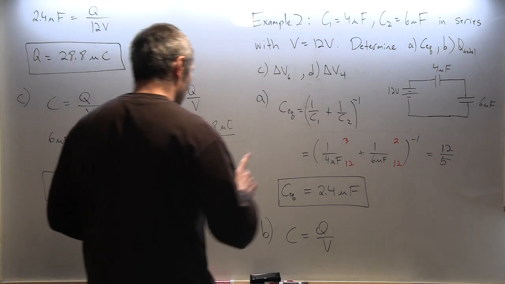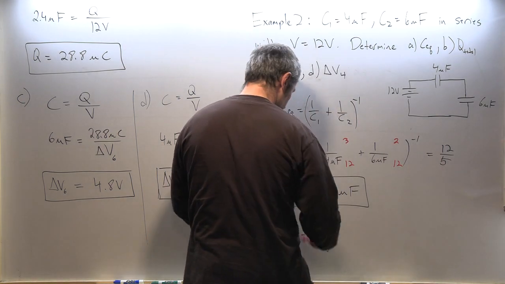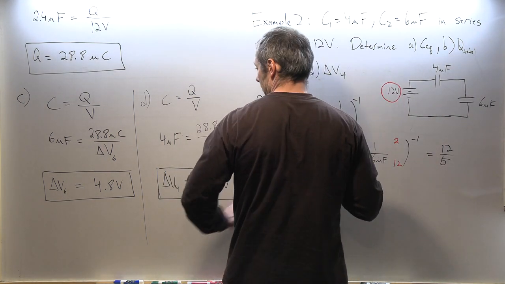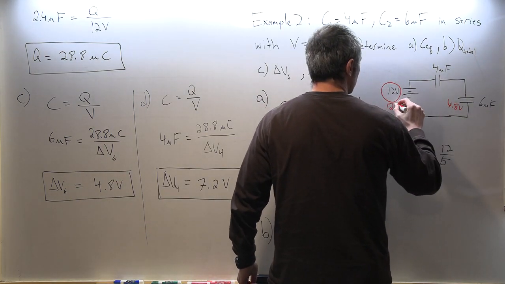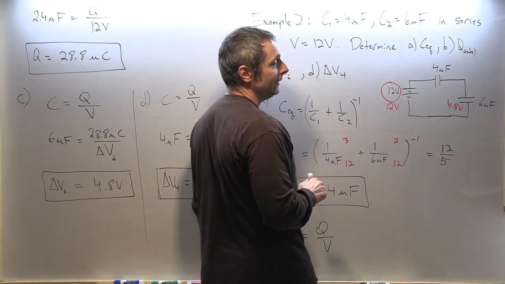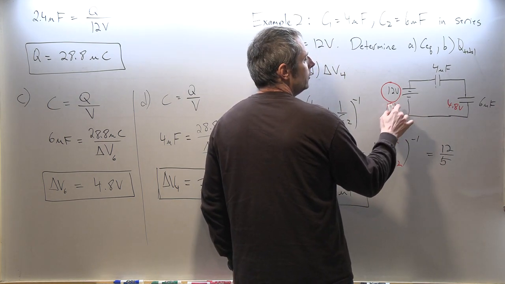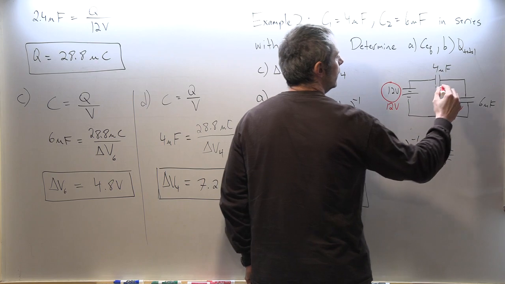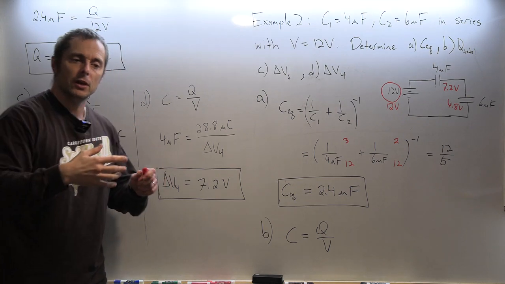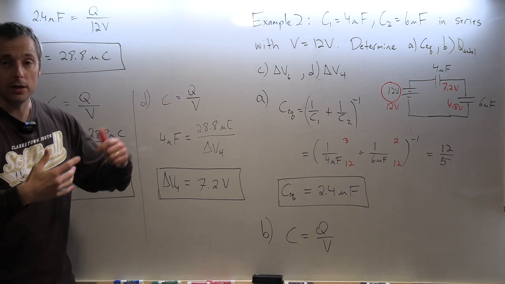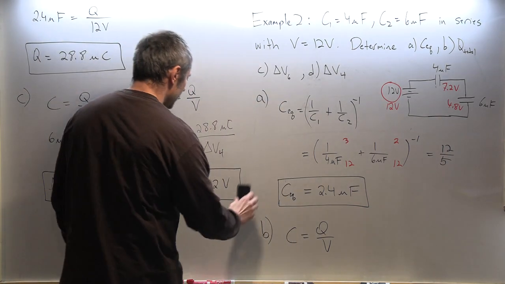Okay, one other thing I want to point out before I go on to the next thing. I know that this is 12 volts right here, and then I found that this one was 4.8 volts. I could have found this one by subtracting, because notice that these two add to this. So this is clearly the difference of 7.2. And again, you're welcome to do it that way. Set up an equation, V equals V1 plus V2, and then plug in and solve. There are multiple ways to solve these circuit problems.